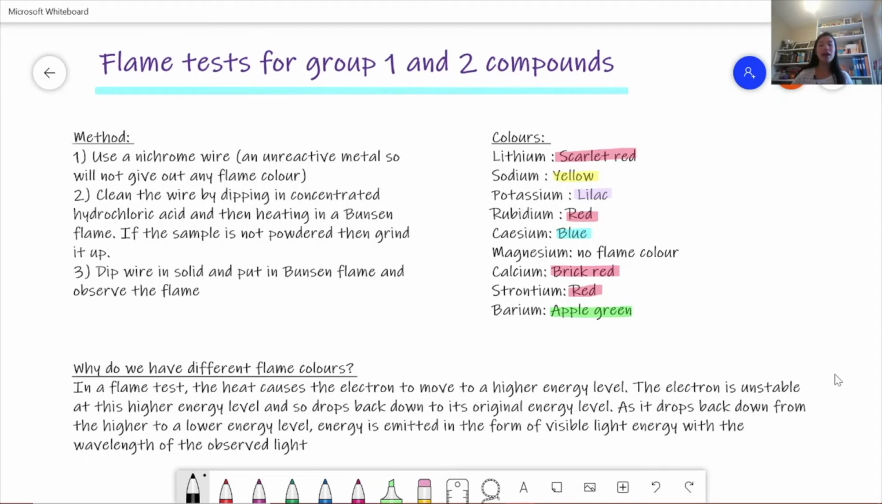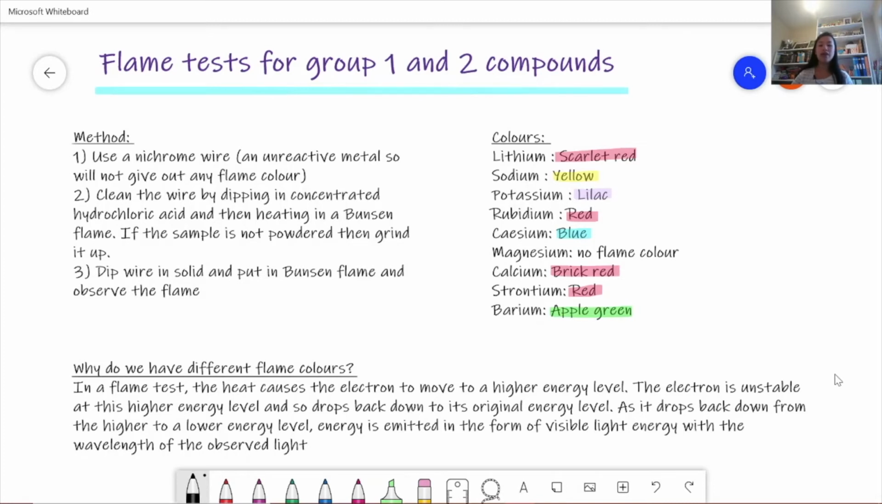So lithium has a scarlet red colour, sodium is yellow, potassium is lilac, rubidium is red, cesium is blue, magnesium has no flame colour, calcium is brick red, strontium is red, and barium is apple green. And you really need to make sure that you know all of these off by heart.